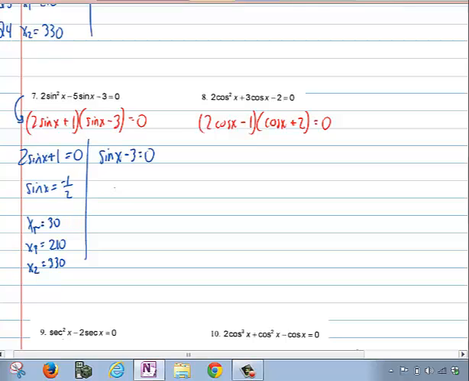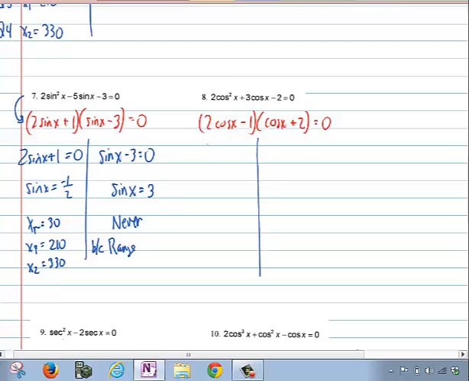On the other side, we have when is the sine of x minus 3 equal to 0. When we solve for sine of x equaling 3, the answer is never, because the range of the sine function is from -1 to 1, everything included, but nothing outside of that range.